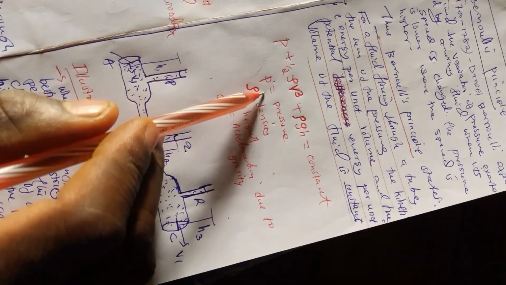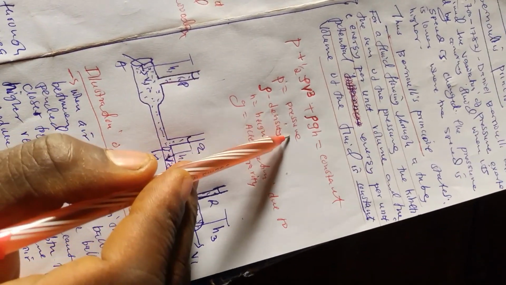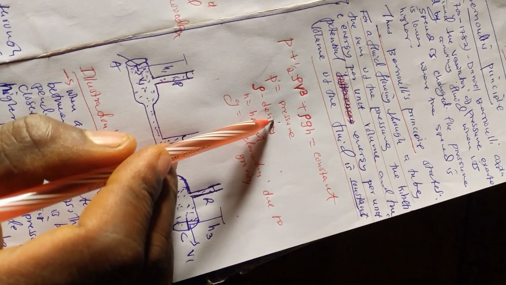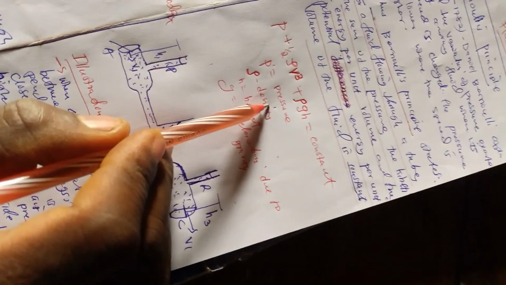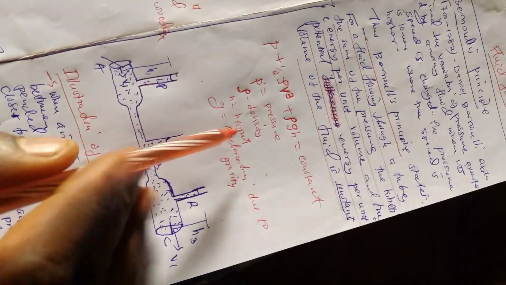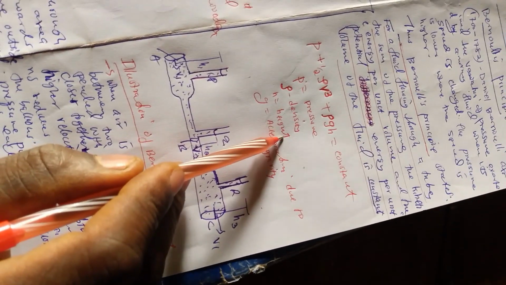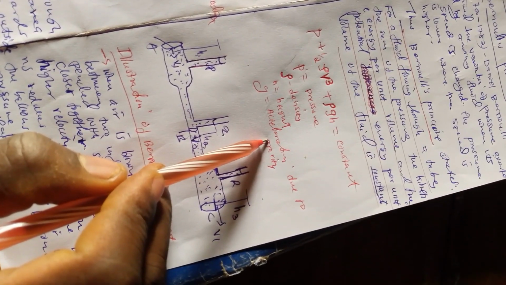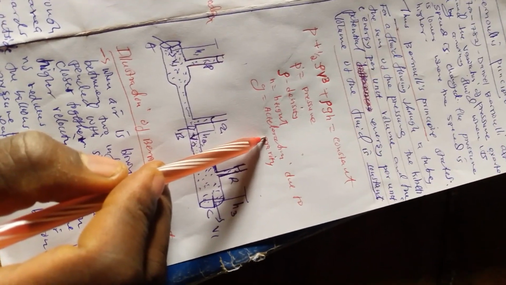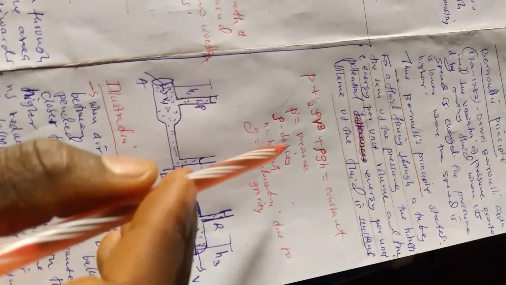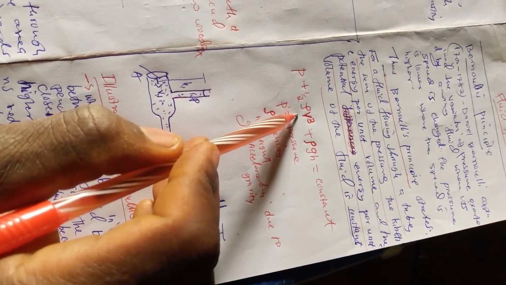In this case, as you can see, P stands for the pressure. We have the density, which stands for that symbol. We have also h, which stands for the height. We have lastly g, which stands for the acceleration due to gravity. So this is the equation which we are trying to illustrate.